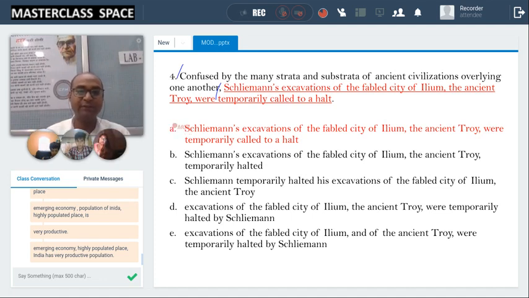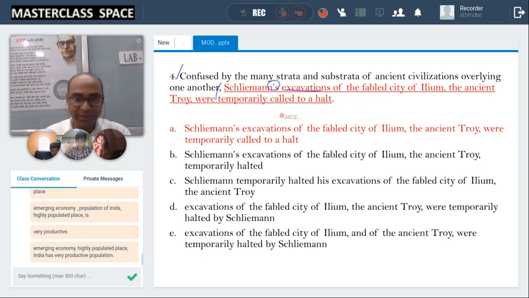So look here, it is an apostrophe, right? So now it is modifying excavations. Can excavation be confused? No. The answer is no, right? So what noun do we need? We need a noun without an apostrophe. Why? Because Schliemann can be confused.